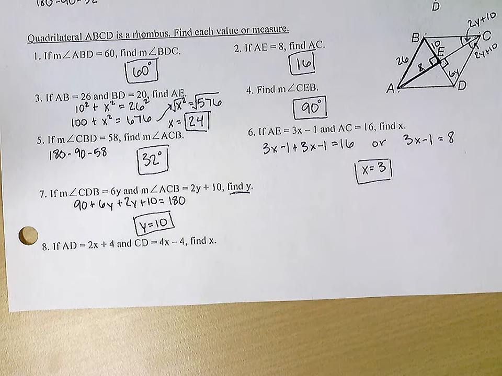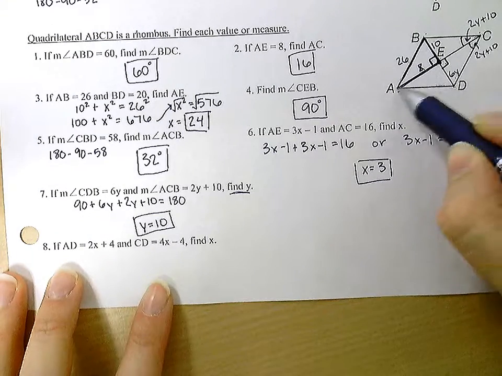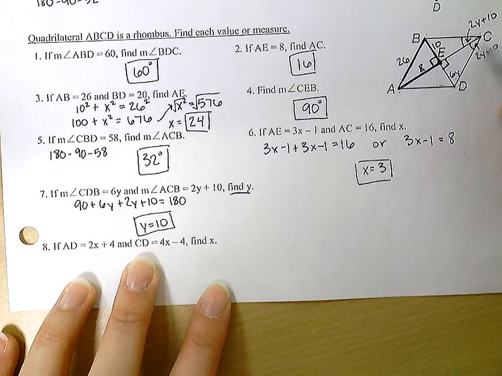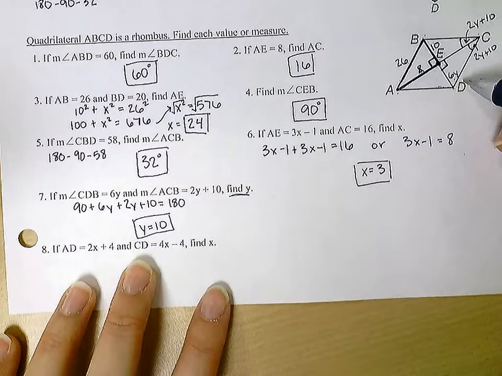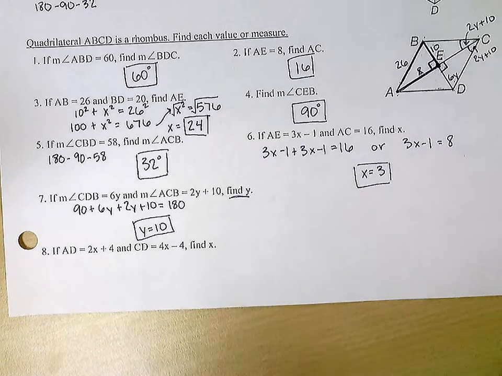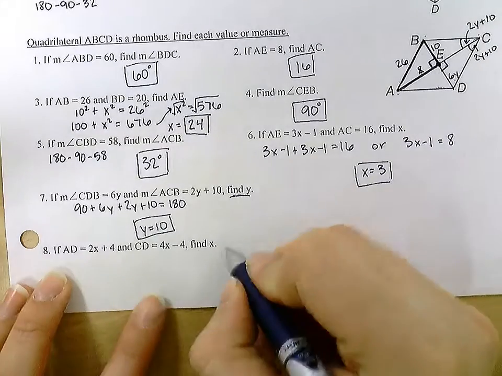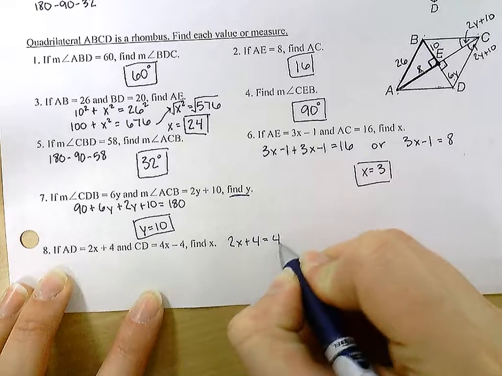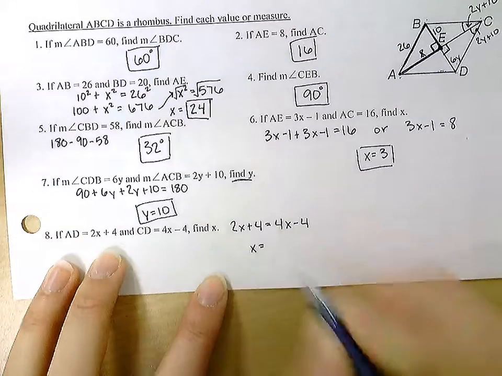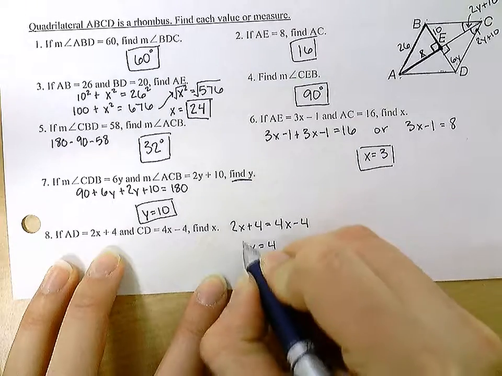Then the last one on the front here, number 8. If AD, that's this side here, is 2x plus 4, and CD is 4x minus 4, we have to solve for x. What do you know about all 4 sides of a rhombus? They're equal. So I can set 2x plus 4 equal to 4x minus 4. All 4 sides of a rhombus are congruent or equal, so you can set those equal to each other. And you should get x is equal to 4.